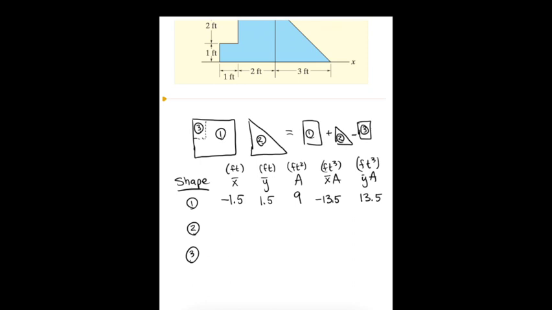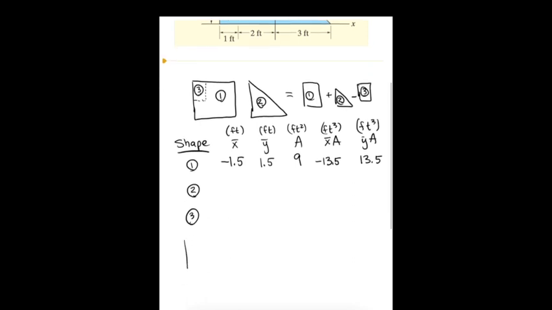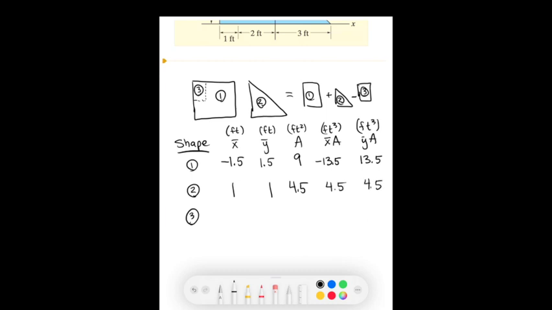For the triangle, the centroid of a triangle is h over 3 and b over 3, so it's going to be 1/3 of those dimensions. It's 3 feet by 3 feet, so we're going to have 1 foot and 1 foot, both for the x and the y of that triangle. Find the area, 1/2 b times h, and that gives us 4.5. Take the products, easy, 4.5, 4.5.